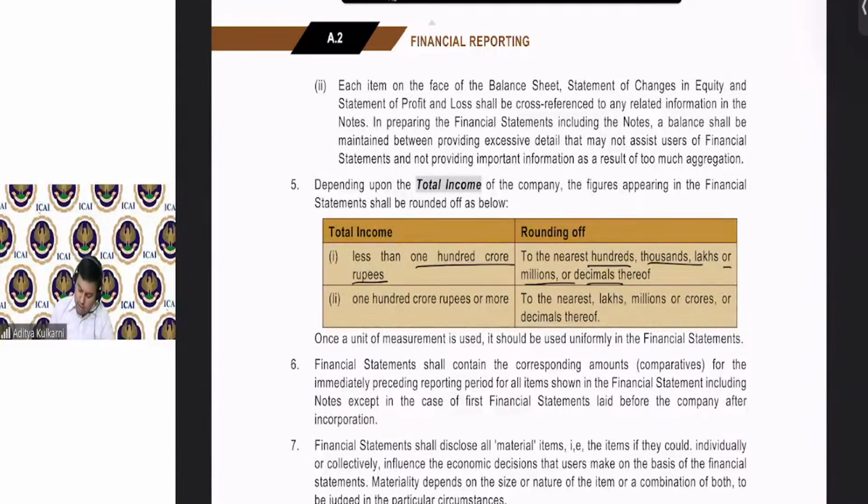And if your turnover is 100 crore rupees or more, you will round off to the nearest lakhs, millions or crores or decimals thereof. And once you are using any one rounding off, please ensure that you maintain uniformity in the financial statements. Somewhere you use hundreds, somewhere lakhs, somewhere thousands, it will be very difficult for the reader of financial statements. So use any one and follow it entirely in the financial statements.